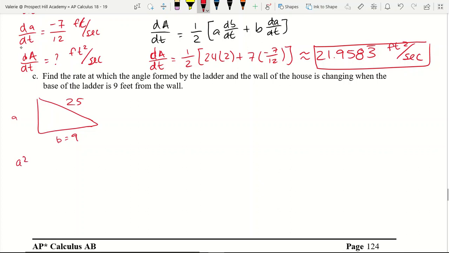So a squared plus b squared equals c squared. So a squared plus 9 squared equals 25 squared. a squared plus 81 equals 625. So a squared equals 544. So a is equal to the square root of 544.